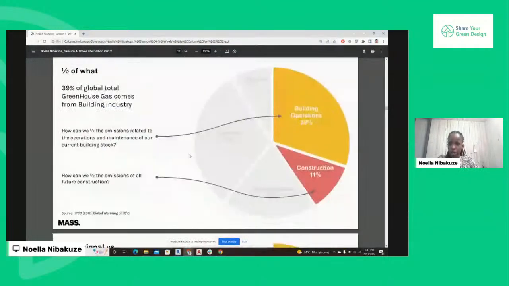First of all, we asked ourselves, when they say half, it's half of what? So we know that about 39% of global total greenhouse emissions comes from the building industry, but this is divided into operations and construction. So we need to reduce half of the emissions related to operations and maintenance, but also half of the emissions of all future construction, and not only focus on the operation of the building.